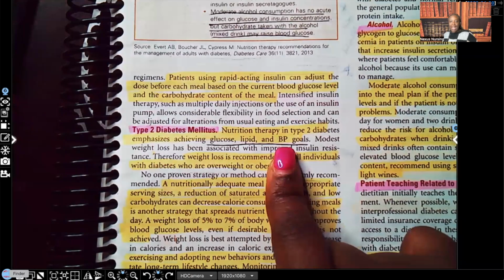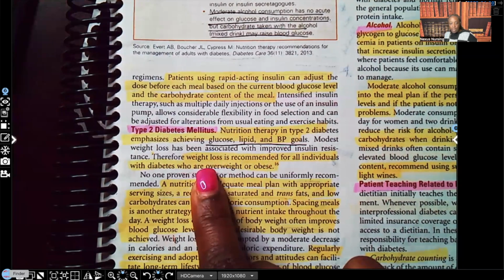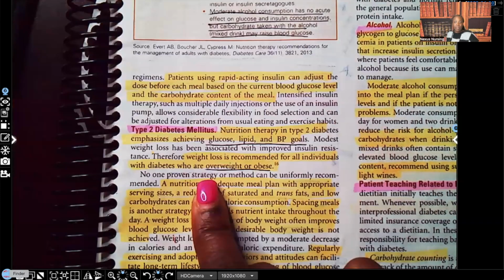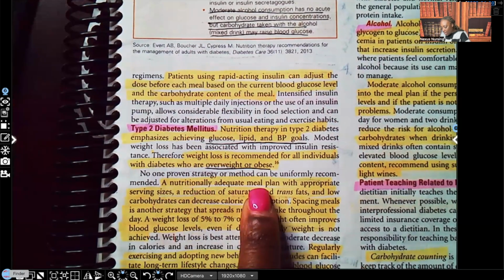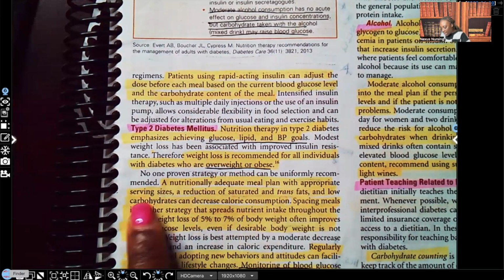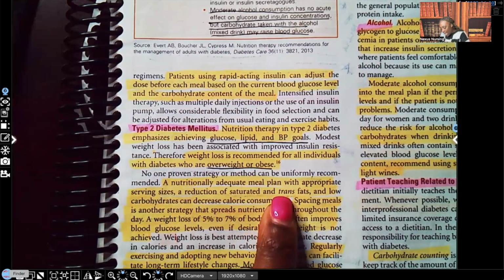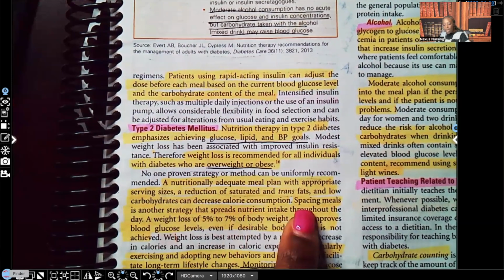We don't want that diabetic to start having cardiovascular issues. Weight loss is recommended for all individuals with diabetes who are obese or overweight. In part 1, we talked about its effect on the risk factors for being diabetic. A nutritionally adequate meal plan with appropriate serving sizes, a reduction of saturated and trans fats, and low carbs can decrease the calorie consumption. Here's something else you can do: spacing your meals.